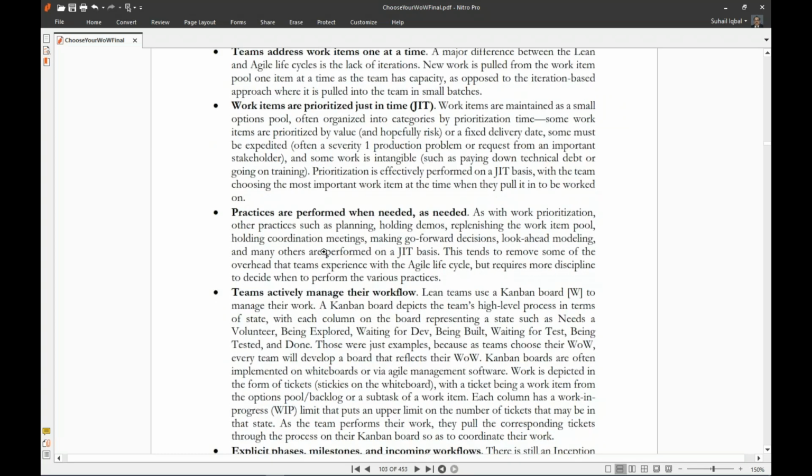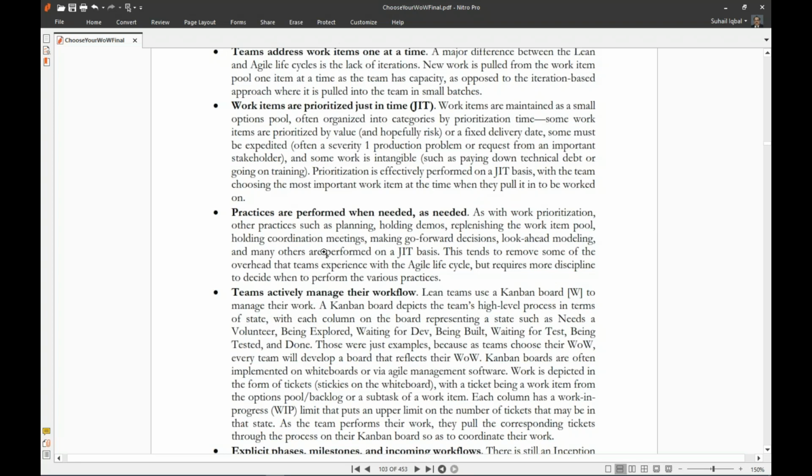Teams address work items one at a time. A major difference between lean and agile life cycles is the lack of iterations. New work is pulled from the work item pool, one item at a time as a team has capacity, as opposed to the iteration-based approach where it is pulled into the team in small batches.